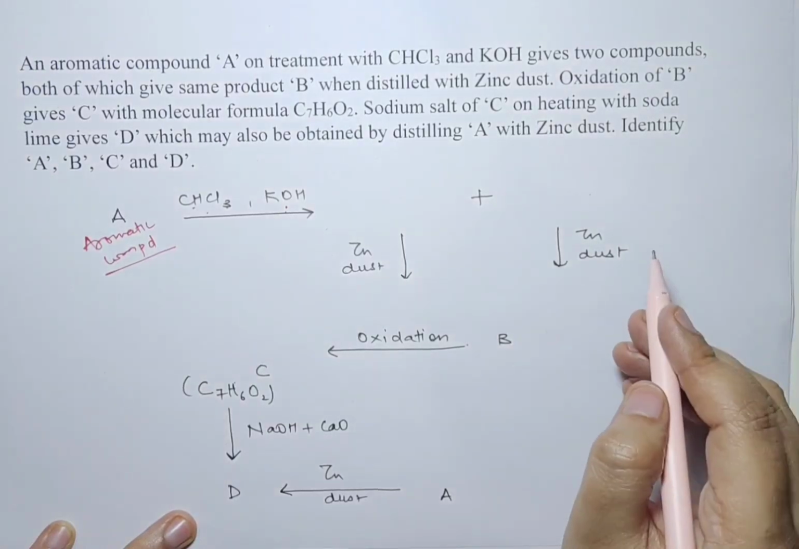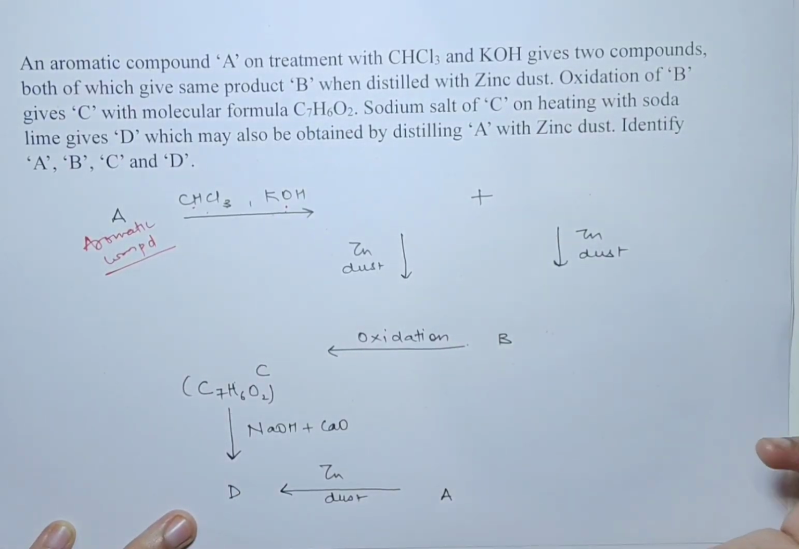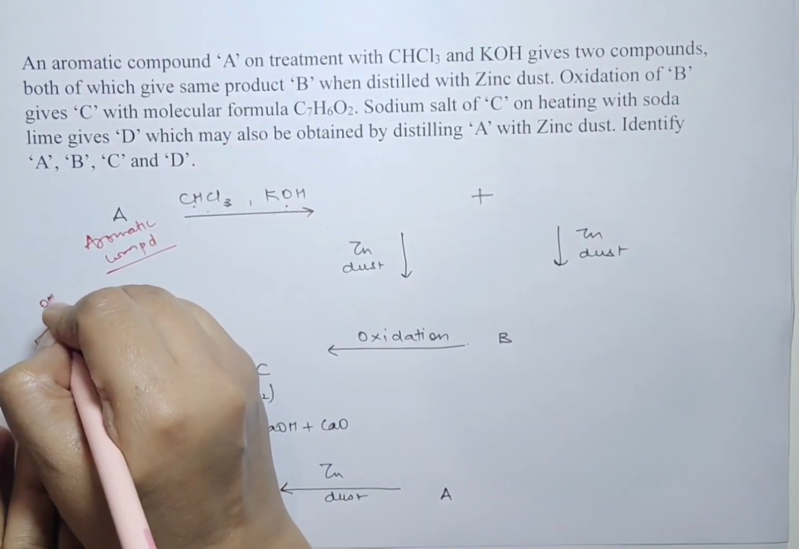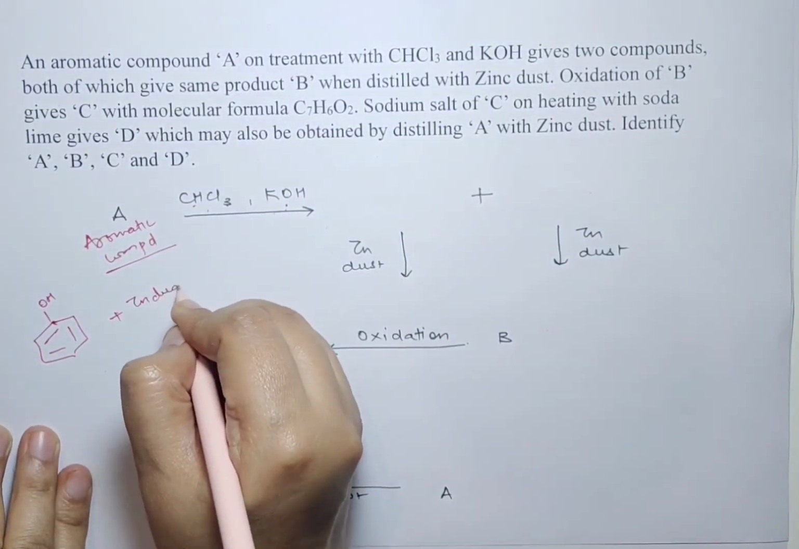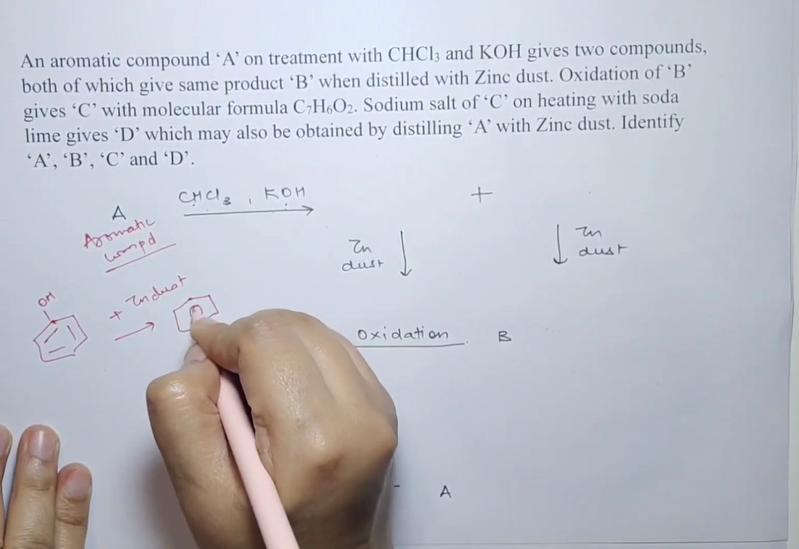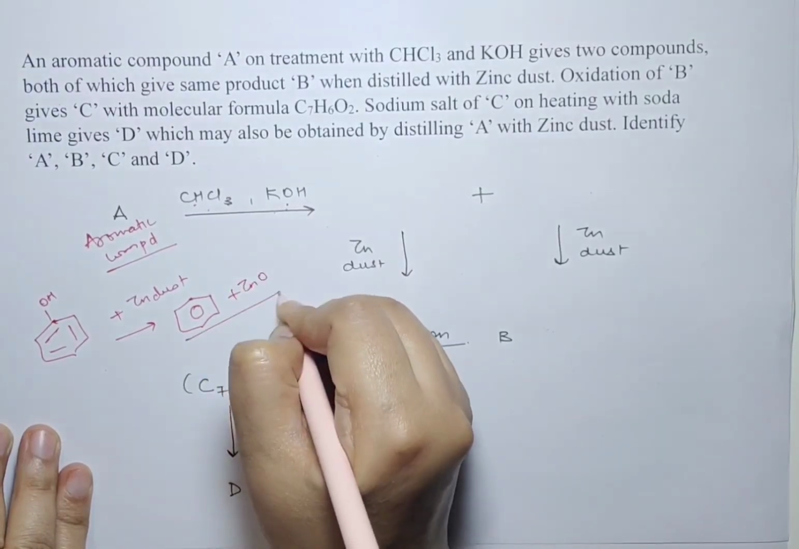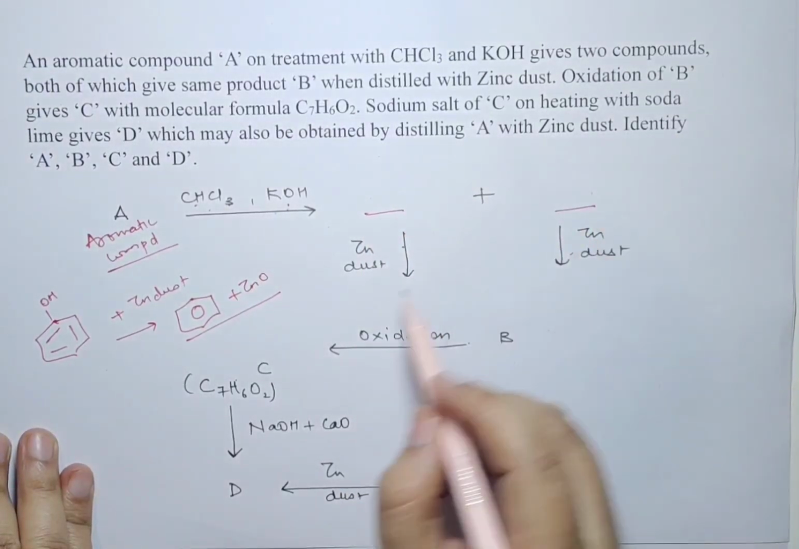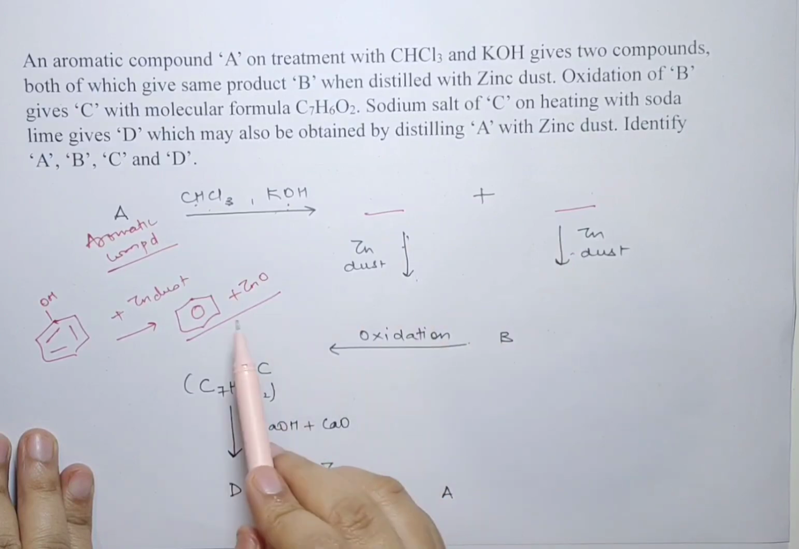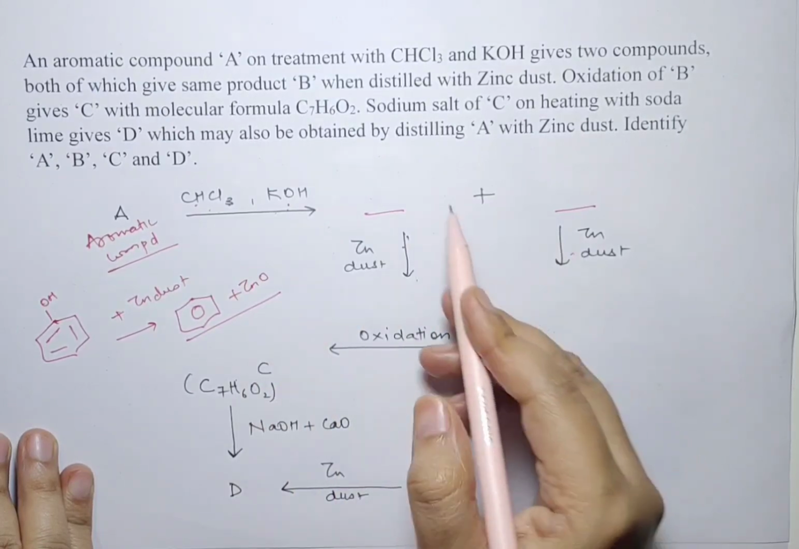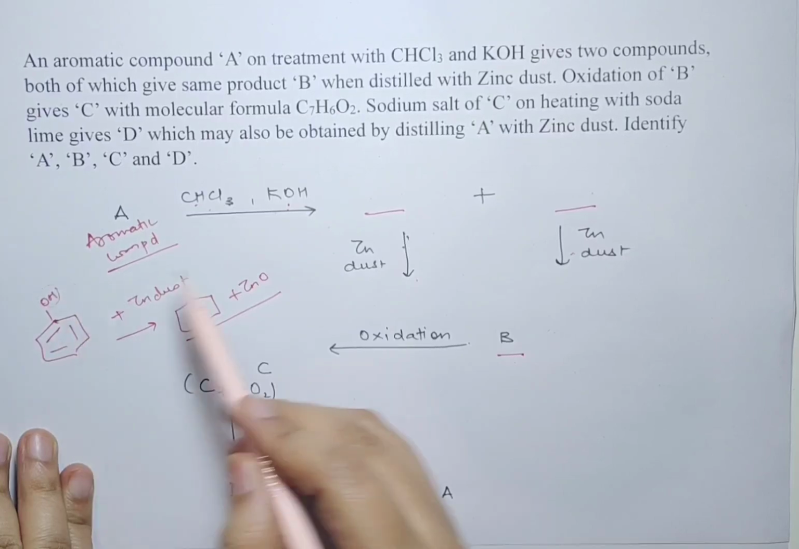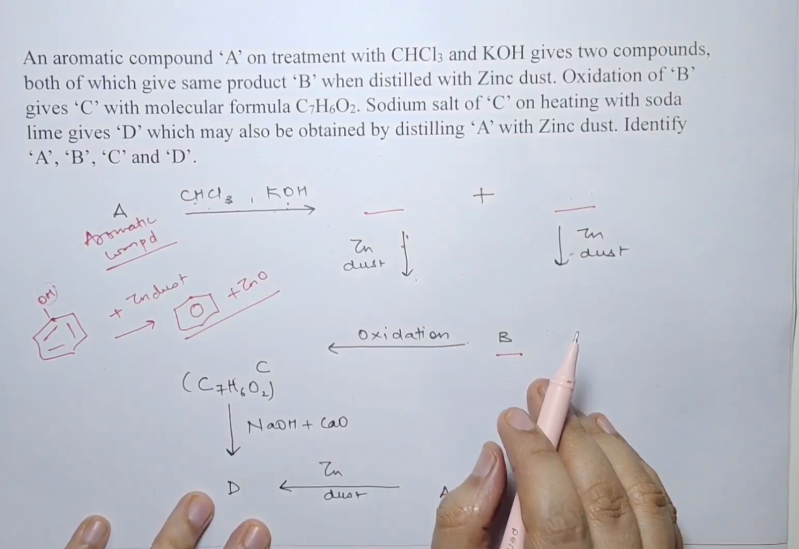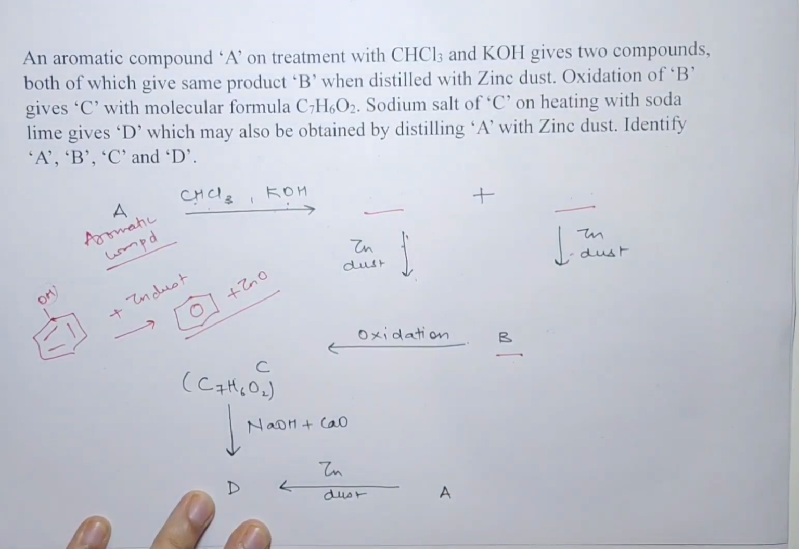Now, if you remember, zinc dust is used in ozonolysis, and then there is a very important reaction of zinc dust: if we add zinc dust to phenol, we get benzene. This is a very important reaction. So if these two compounds, upon reaction with zinc dust, give us only one compound, that means the OH group over the benzene is being removed and only one other substitution remains. So let's see what it means.